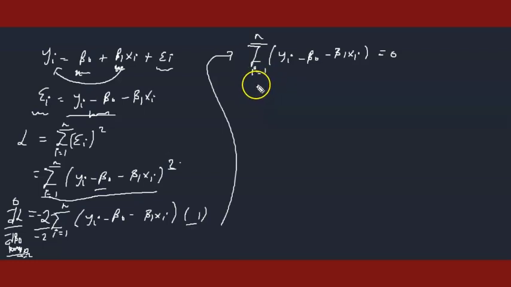So when distributing the summation, we will have, first of all, the summation from i equals 1 to n of yi, the first term, then minus the summation from i equals 1 to n of beta naught. Then, because beta naught is a constant, we'll factorize it, and we'll have the summation from i equals 1 to n of xi, like that. And this is equal to 0, like that.